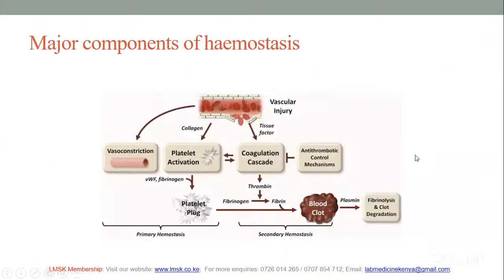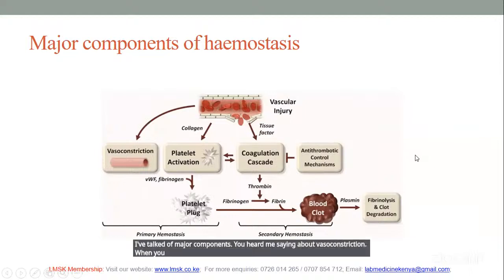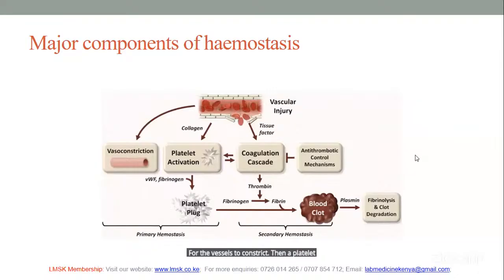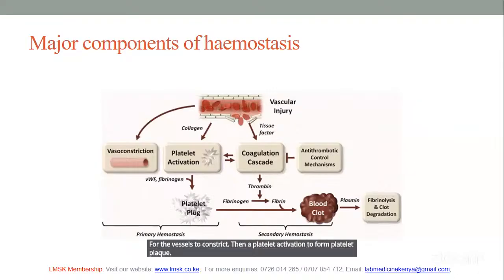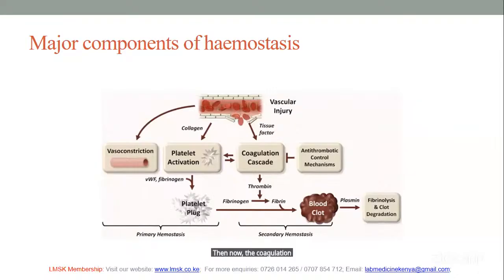I've talked of the major components. You heard me say vasoconstriction. When you have a cut, or a trauma, or a bruise, the first thing is for the vessels to constrict, then platelet activation to form a platelet plug. Then the coagulation factors that are formed in our livers will also come to help here. Finally, what has been formed, that clot, needs to be removed to allow the blood to flow normally the way it used to. I know most of us are aware of this. Next slide.